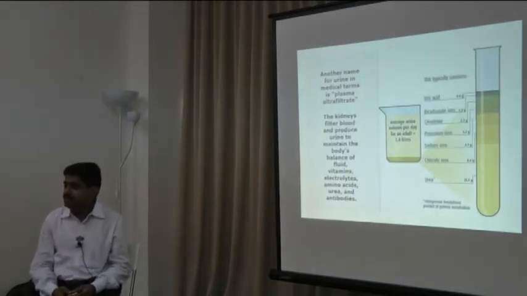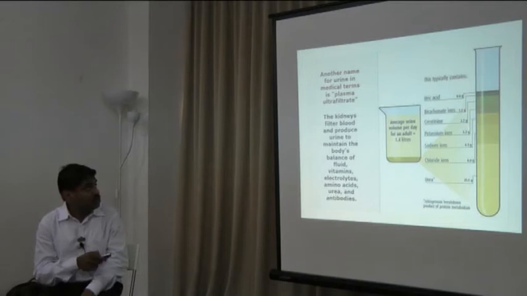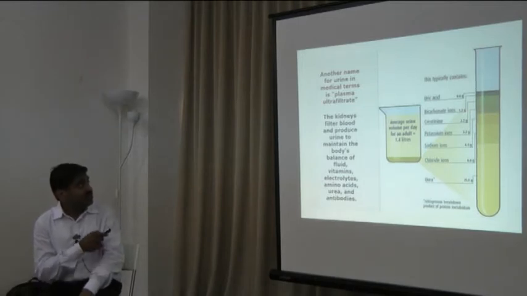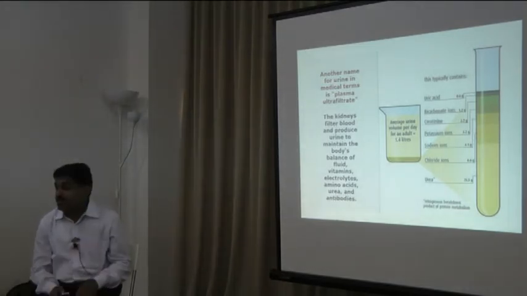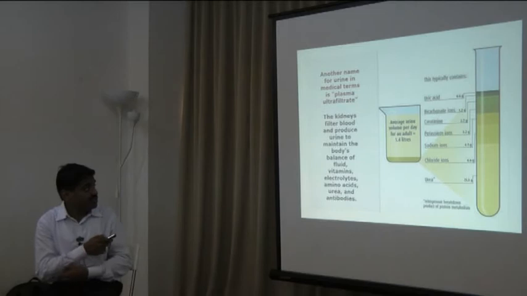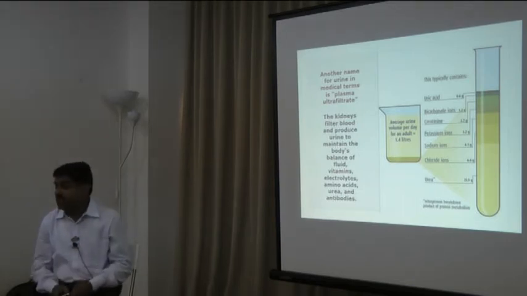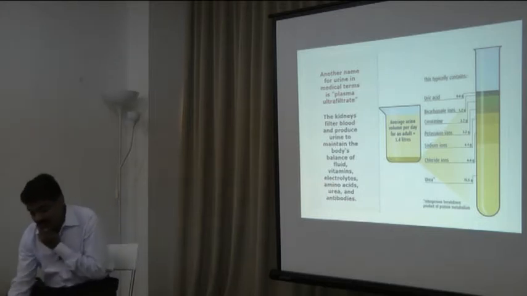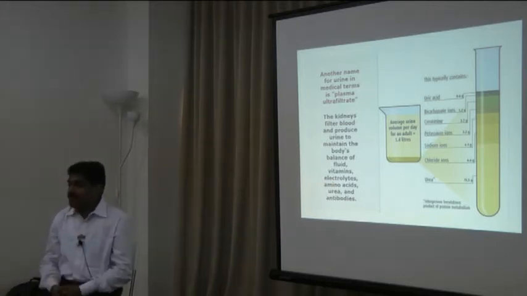If you see the composition of urine, you will be amazed to know that another name in medical science for urine is plasma ultrafiltrate. In biology it is said that urine is plasma ultrafiltrate. So the kidneys filter the blood to produce urine to maintain the body's balance of fluids, vitamins, electrolytes, amino acids, urea, and even antibodies.